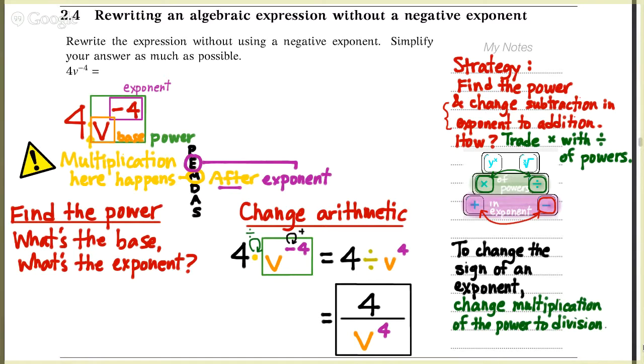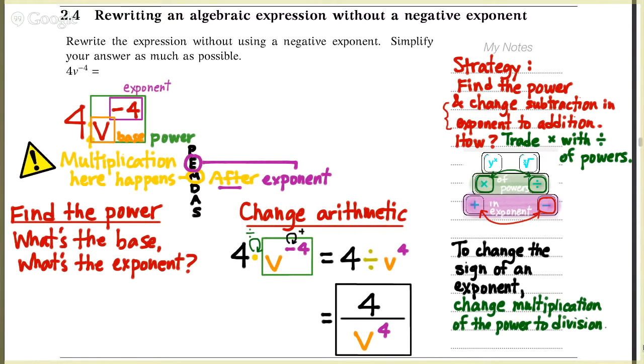So that was a lot of talk for a step that hopefully is going to become automatic in your repertoire in this part of Unit 2. The step is, how do we trade a negative exponent for a positive exponent? And the answer is, just take the whole power, remembering what the power is. In this example, it included the v, it included the negative 4 exponent, but it did not include the 4 that's out in front. Take that whole power and trade multiplication for division.